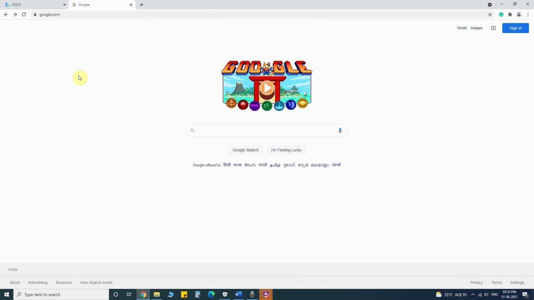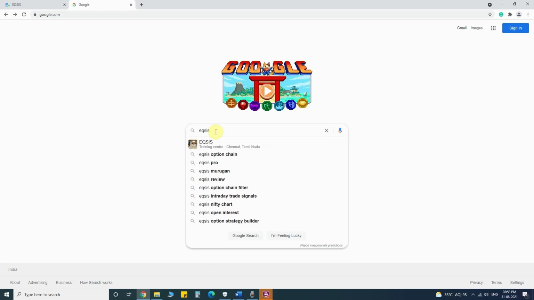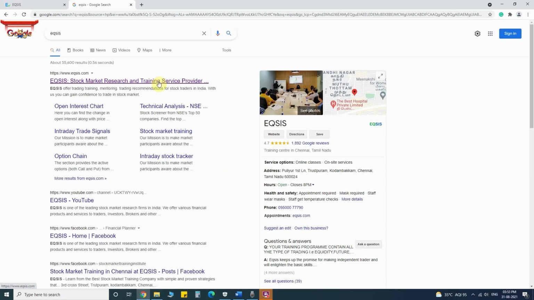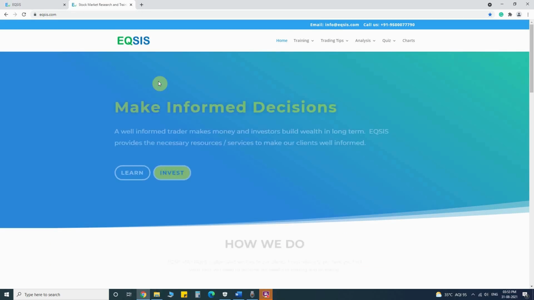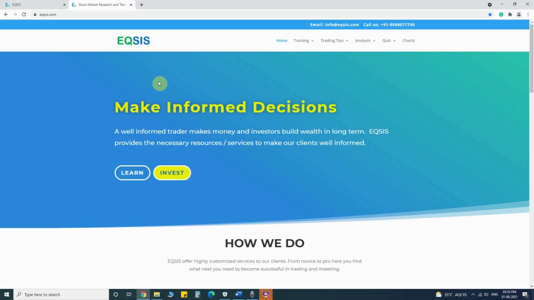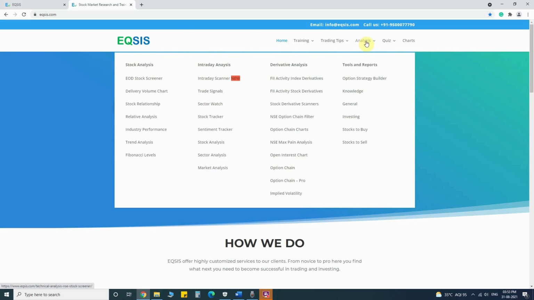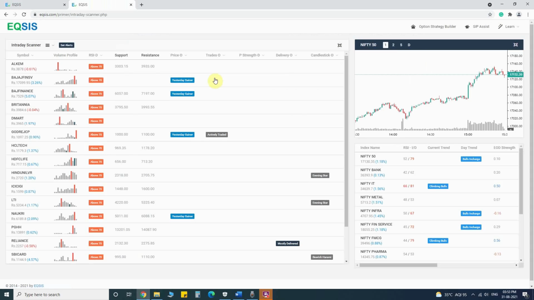Let me quickly show you how you can find this intraday scanner from the Google search engine itself. Let's say you go to the Google search bar and search EQSIS; there you find the very first link. Just click on that and it takes you to our website. There you see a menu called Analysis. Underneath you see a lot of interesting analytical tools, but I'm talking about the intraday scanner. If I click on intraday scanner, it takes me to the scanner tool.